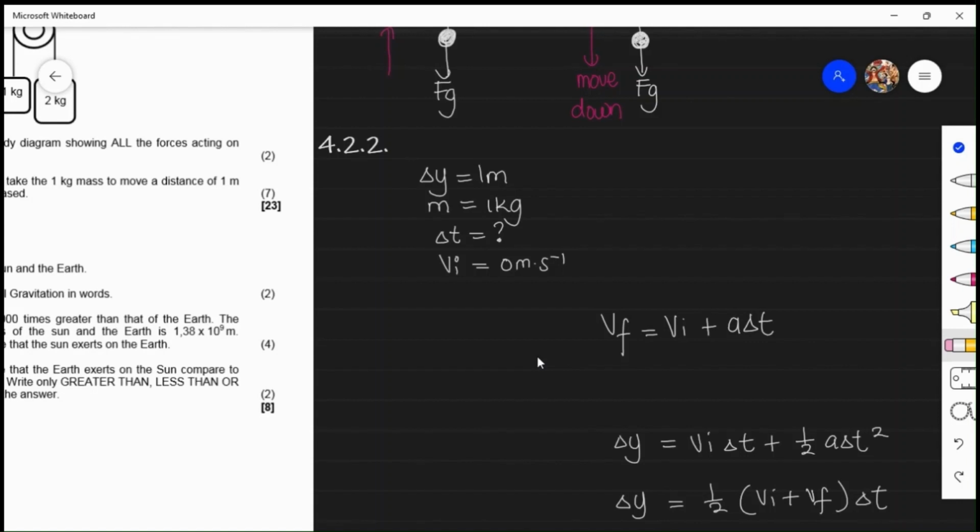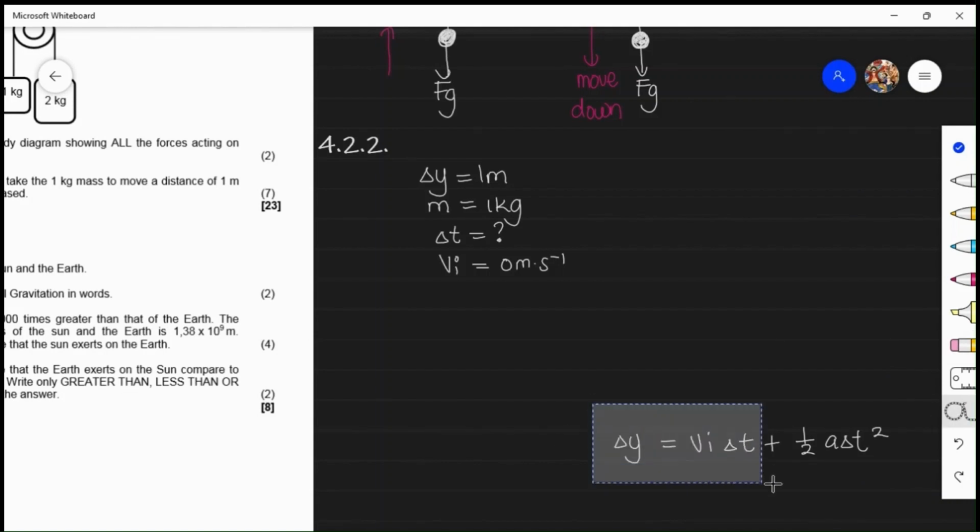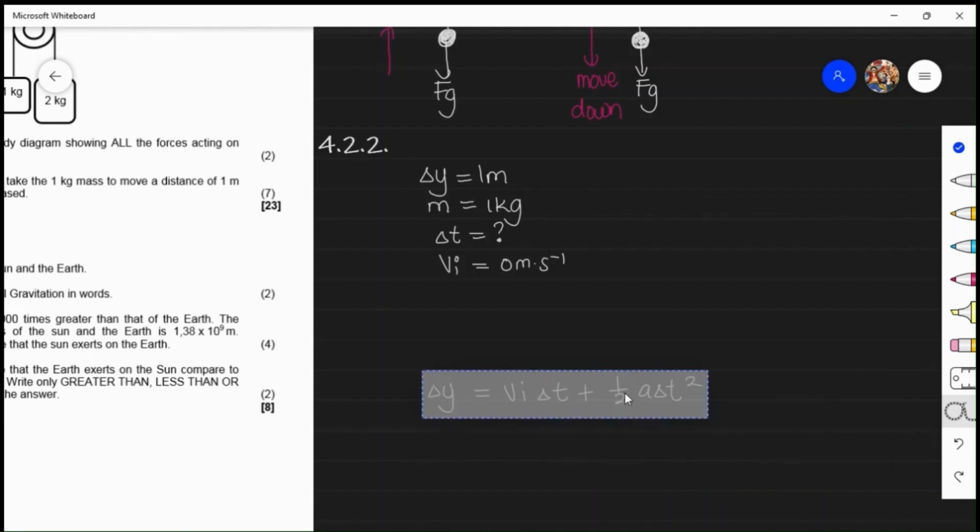Next, let us look at factors that we do not have. So we do not have the final velocity of this object. So we need to eliminate any equations that have final velocity in them. Our first equation has final velocity. We can get rid of that. Our last equation also has final velocity. Therefore, we can get rid of that. So we've now narrowed it down to one equation. So this is the equation that we are going to use.